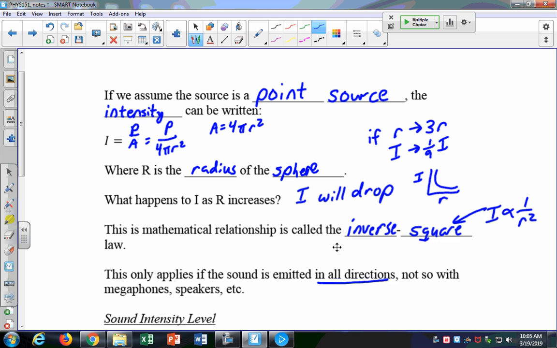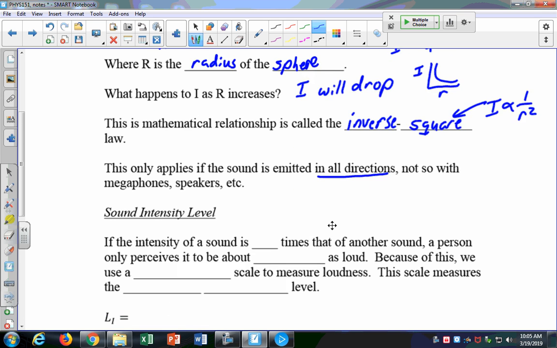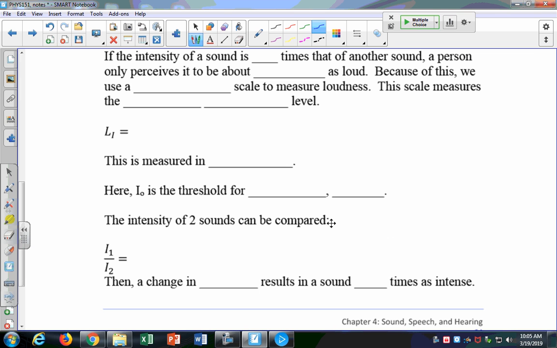Okay, let's look at sound intensity level. I know that in the book it probably sort of confused you, but there are really only a couple of things that I want you to be able to do. And once you see those couple of things, you'll say, gosh, that's really easy. Decibels, I mean, in measuring sound intensity and sound intensity level.